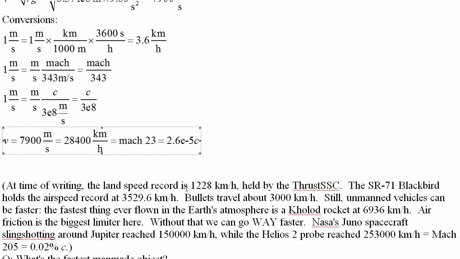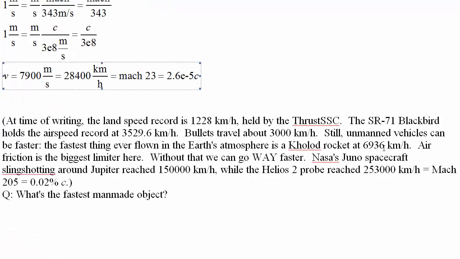At time of writing, the land speed record for something with a person in it is about 1,200 kilometers an hour. The SR-71 Blackbird still holds the airspeed record for a person in it at 3,500 kilometers an hour. These are quite a lot lower than the 28,000 you'd need to be orbiting the Earth. Bullets travel at about 3,000 kilometers an hour, so that's kind of interesting. The Blackbird travels faster than a 50 caliber bullet. Still, unmanned vehicles are quite a lot faster. The fastest thing ever flown in the Earth's atmosphere was a Collode rocket at 6,900 kilometers an hour. Air friction, again, biggest limiter.